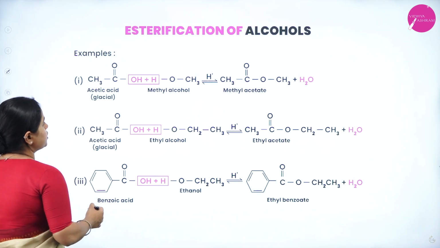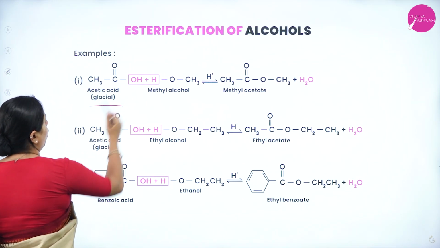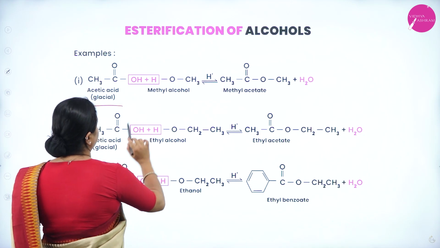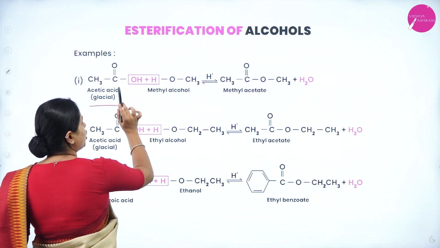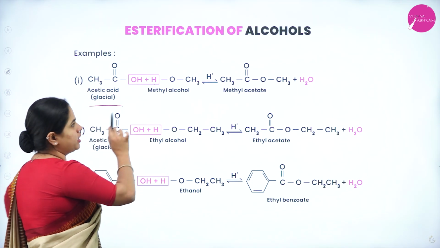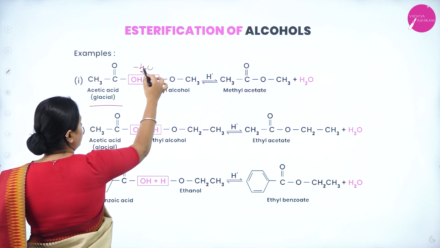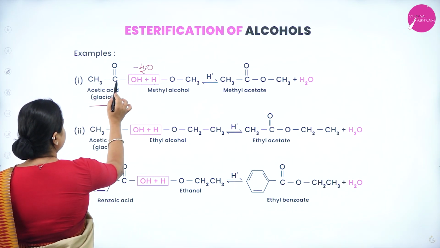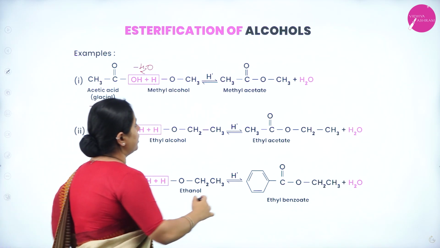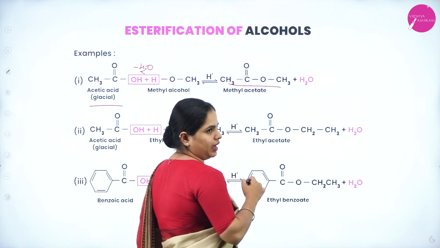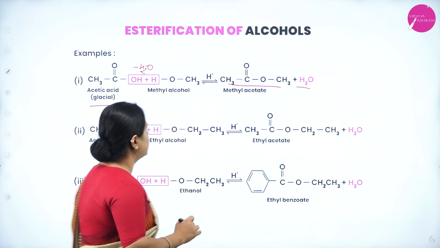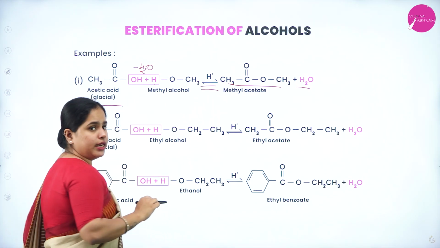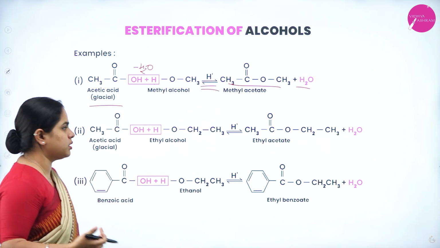So a few examples are shown here. Acetic acid, CH3COOH, and you have methanol. Again, hydrogen from the methanol and hydroxyl group from the carboxylic acid, minus H2O. Water will be removed from here. Sulfuric acid is a dehydrating agent. So you get CH3C double bond OCH3, right? So that is methyl acetate, which is the ester, and water, right? So you can see a double-sided arrow here. It shows that it is a reversible reaction.